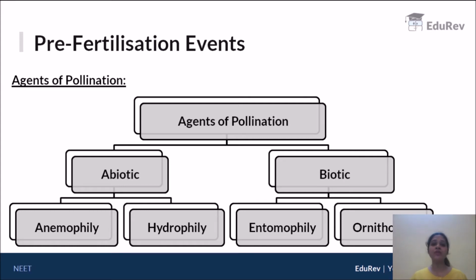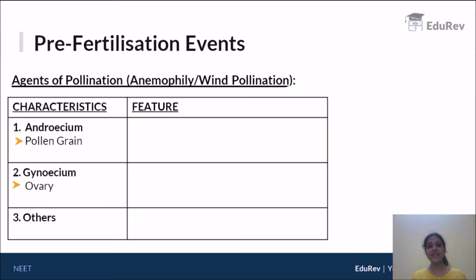So let's start with the first type of pollinating agent, the abiotic agent of wind, none other than anemophily. Now we need to understand the various characteristics of this particular flower. What does the androecium look like? What is the nature of the gynoecium? And what is the nature of the whole inflorescence and the entire flower structure as such?